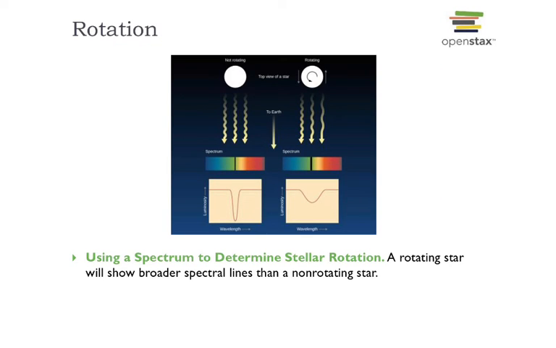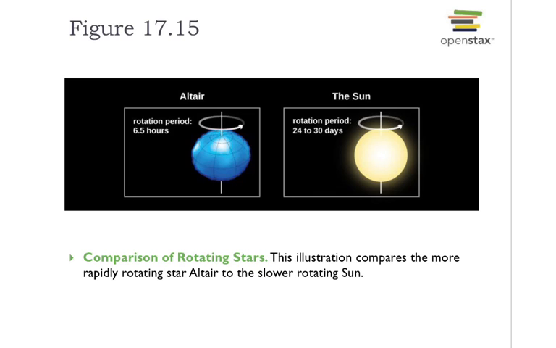We could also use that for rotation. So using the spectrum, if we look specifically at a star, we could see that those absorption lines shift ever so slightly into the red and blue, as the star is rotating towards us and then away. So with that, we're able to get some estimates. For example, the sun rotates roughly every 24 to 30 days. Altair would probably be somewhere in the neighborhood of about 6.5 hours.